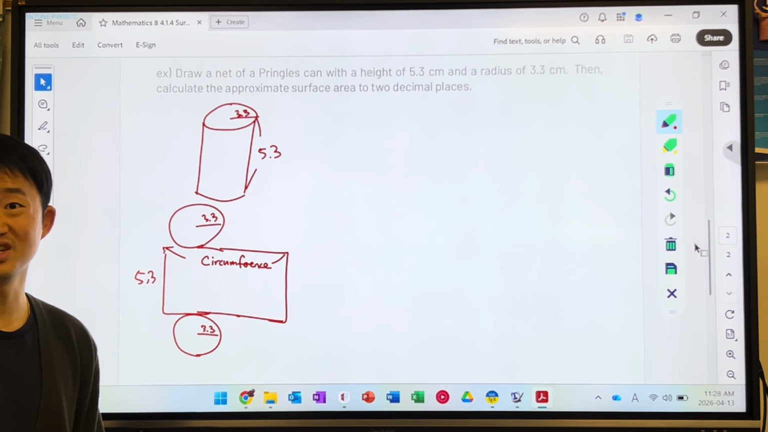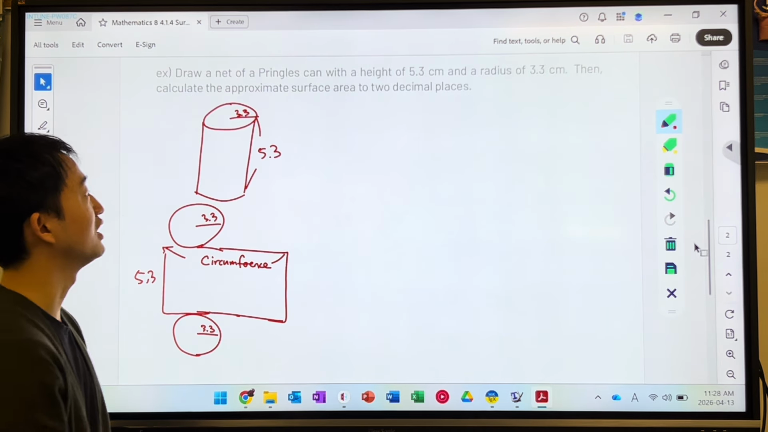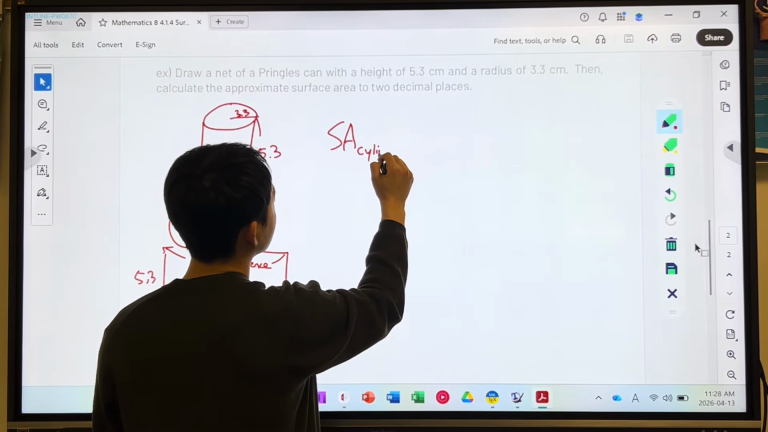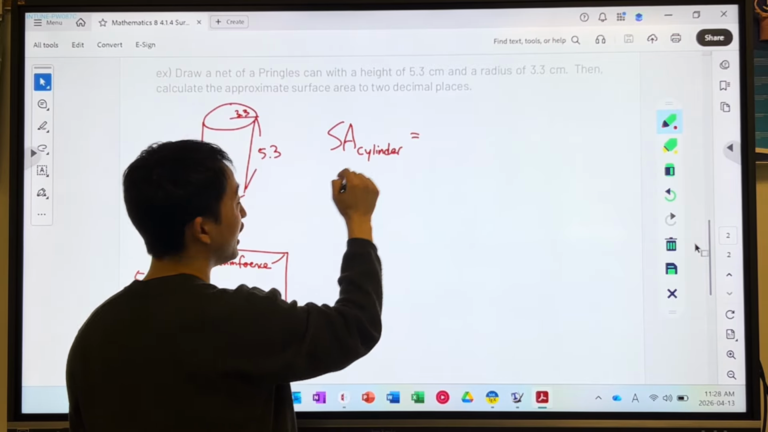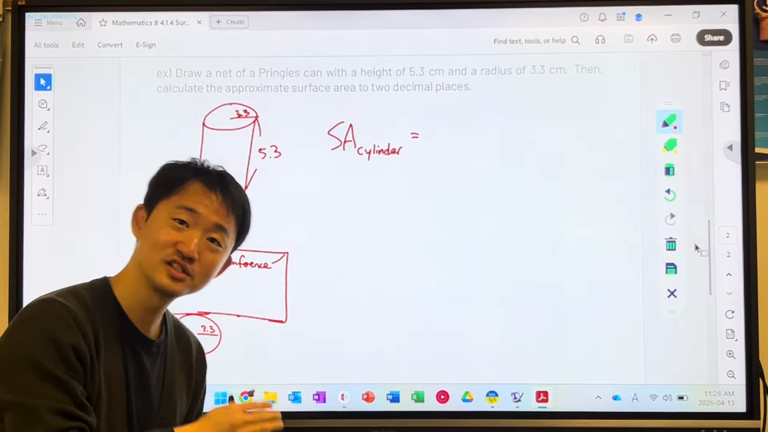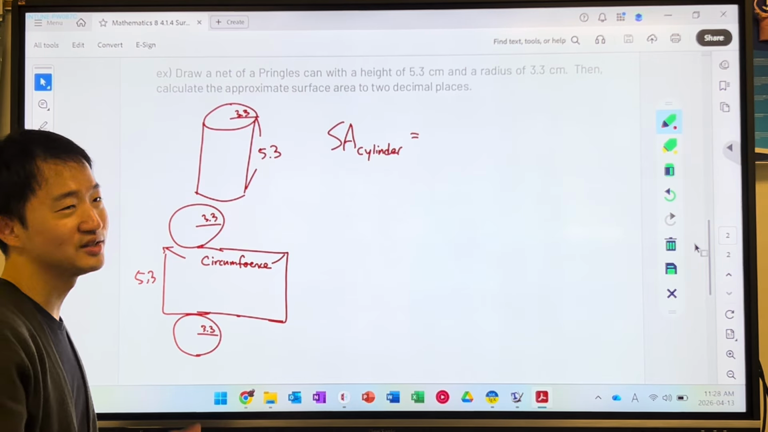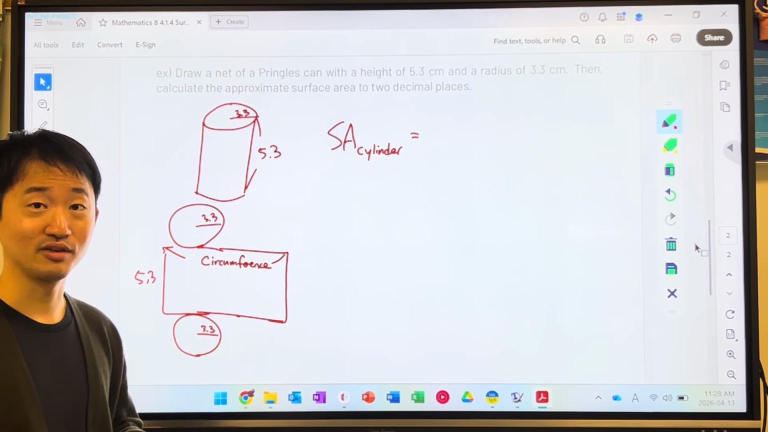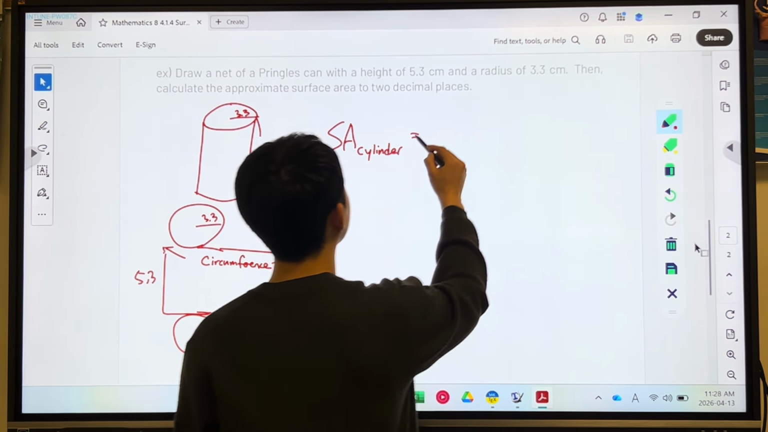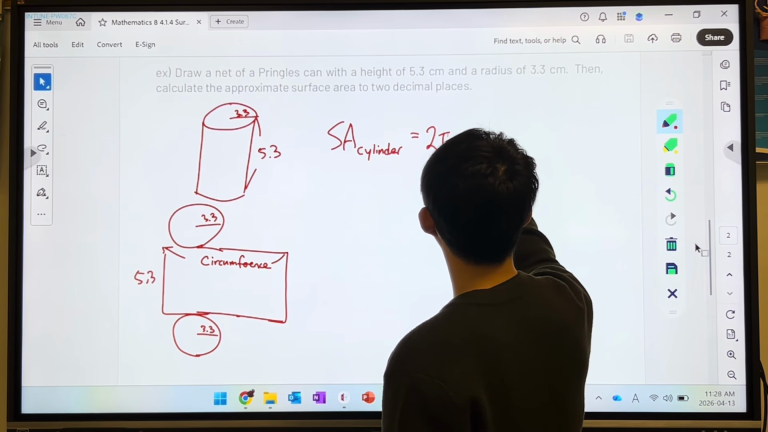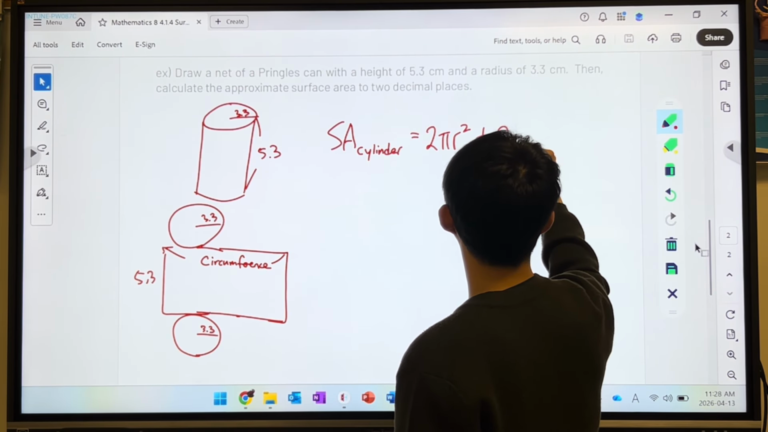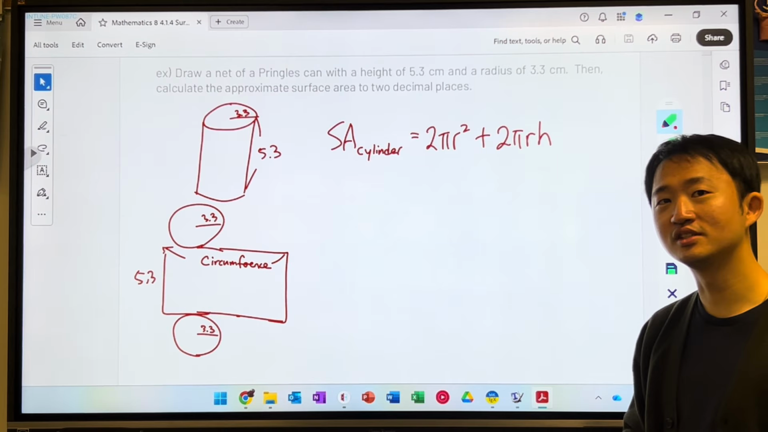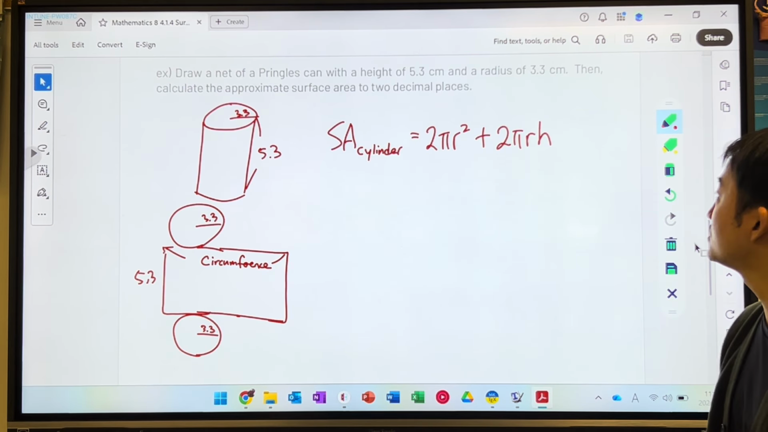And this time I'm going to use a different formula to find the surface area of a cylinder. So if you want to use a specific formula for the surface area of a cylinder, well, it's just another way of showing the surface area of a prism formula. It's going to be 2 pi r squared plus 2 pi r h.